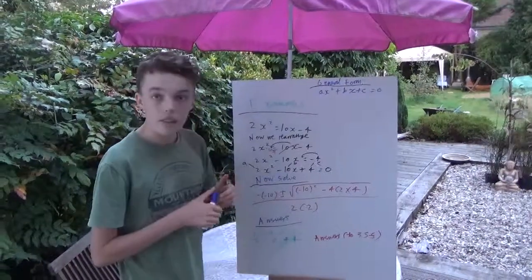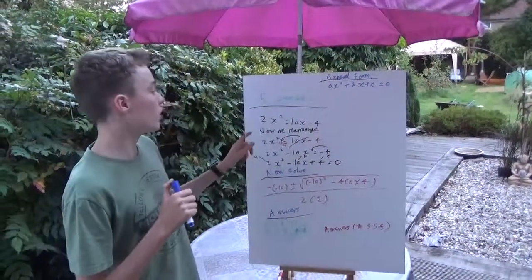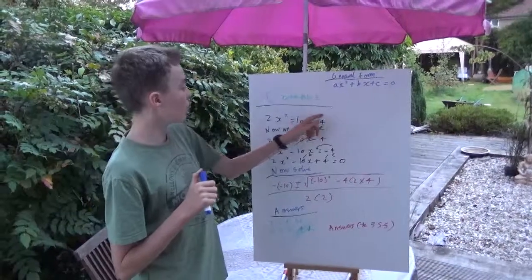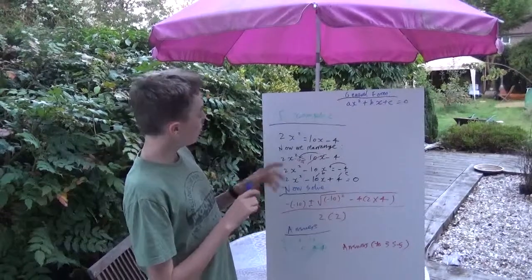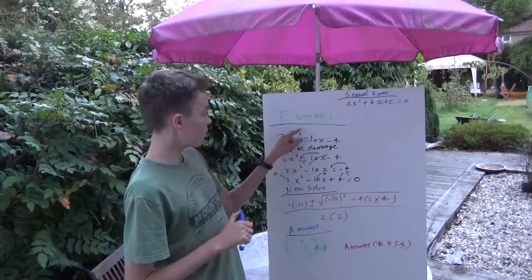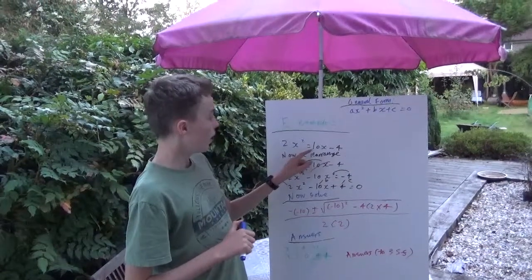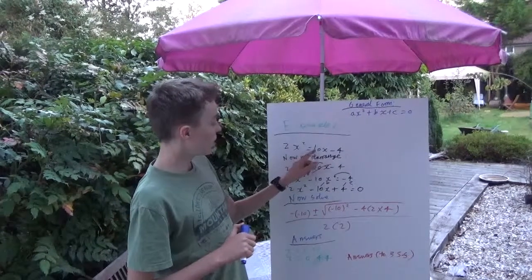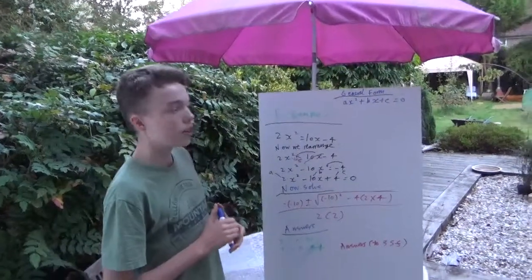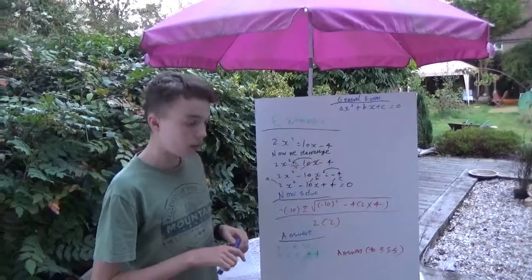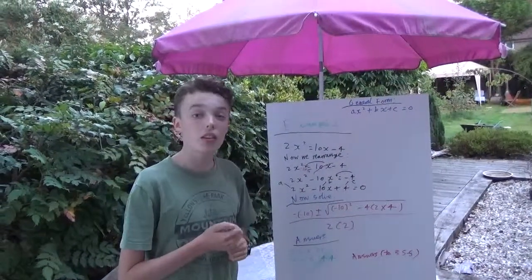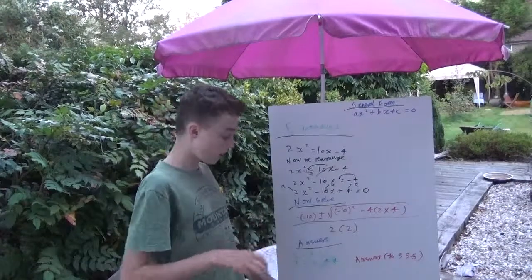You can also test if you've rearranged it correctly by substituting. You can put 2 times 4.56 squared equals 10 times 4.56 minus 4, and do some playing around. You can test if you've rearranged it correctly, and you can see if your answers are right.